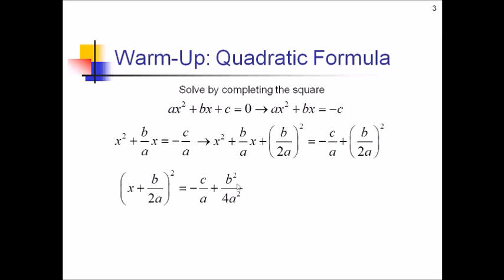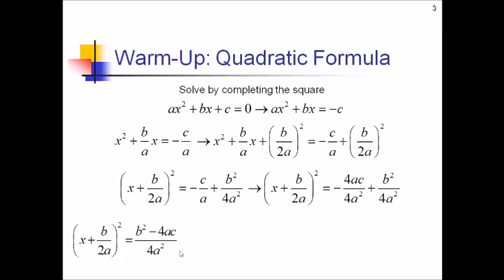Now we can combine the stuff on the right side. So we need a common denominator to do this. I already have an a in this denominator, but I need another a and a 4 to get it to be the same as this denominator. So I'll multiply this first term by 4a over 4a. That'll give me negative 4ac over 4a squared. Now I'm going to add these two together. I'm just going to write this with the positive term first, so b squared minus 4ac all over 4a squared.